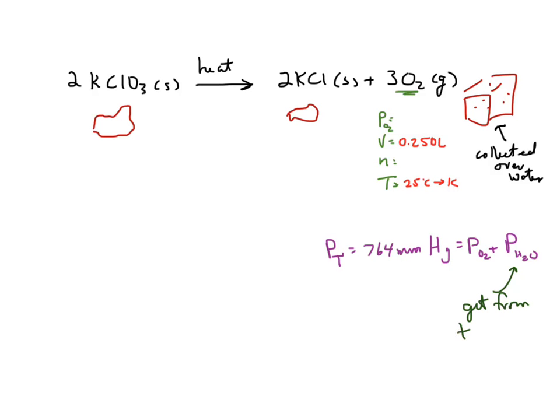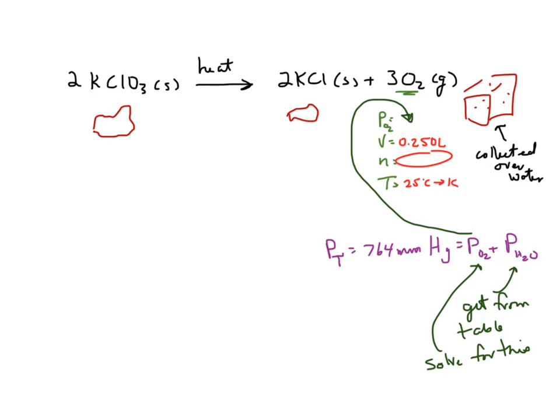They give you the volume. They give you the temperature. Notice they give you the total pressure. If you read the little paragraph that goes with the problem, that 764 millimeters of mercury is total pressure. You're like, what do you mean total pressure? Well, there are two gases in that volume: your gas of interest, your O2, and also H2O. So the total pressure is the sum of the two partial pressures.